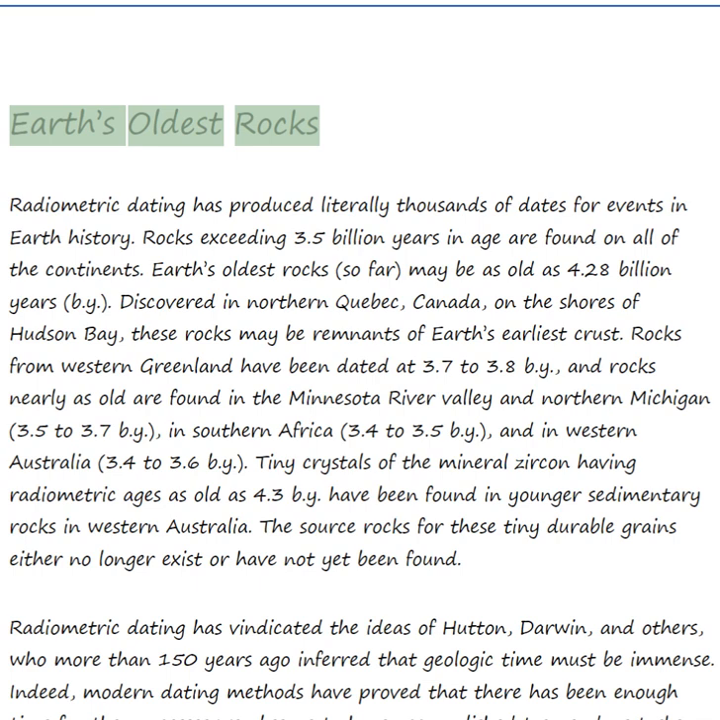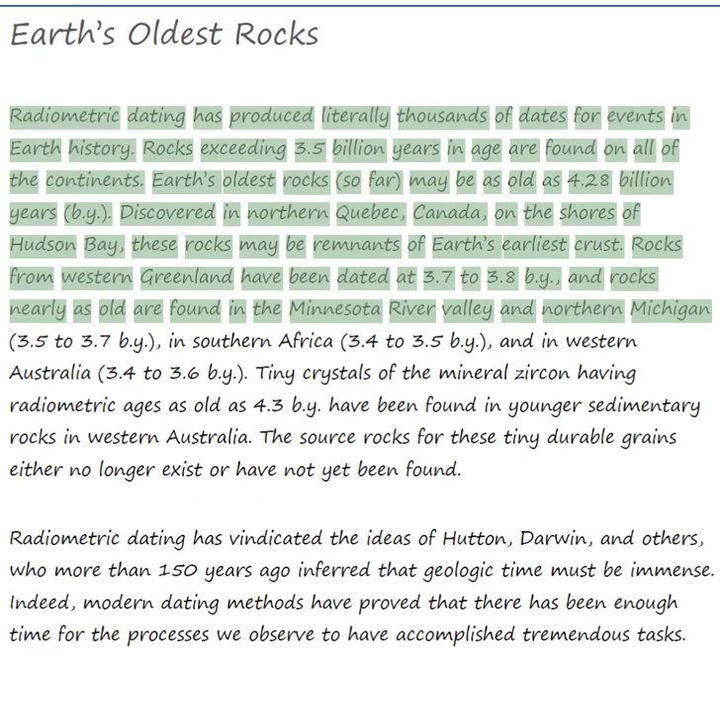Earth's oldest rocks. Radiometric dating has produced literally thousands of dates for events in Earth history. Rocks exceeding 3.5 billion years in age are found on all of the continents. Earth's oldest rocks may be as old as 4.28 billion years. Discovered in northern Quebec, Canada, on the shores of Hudson Bay, these rocks may be remnants of Earth's earliest crust.